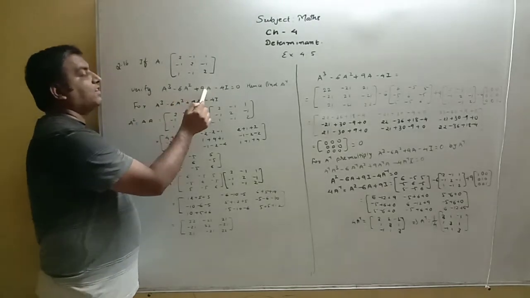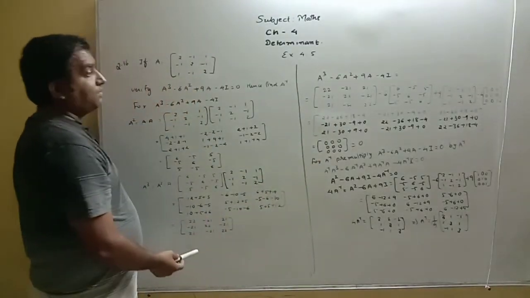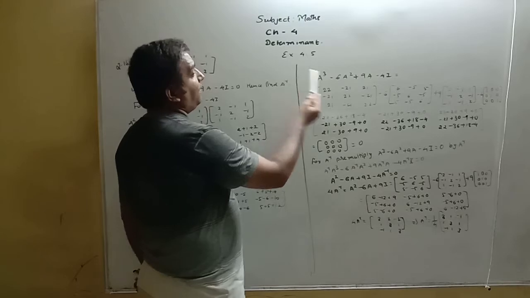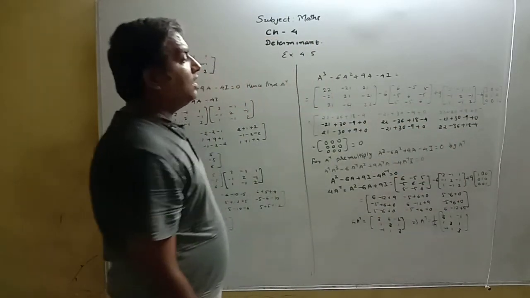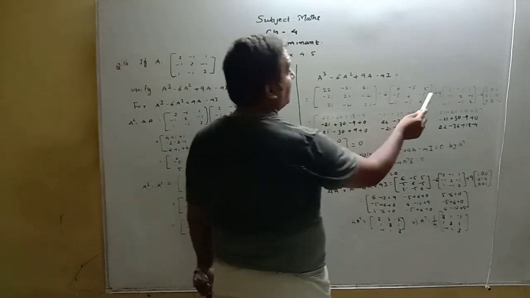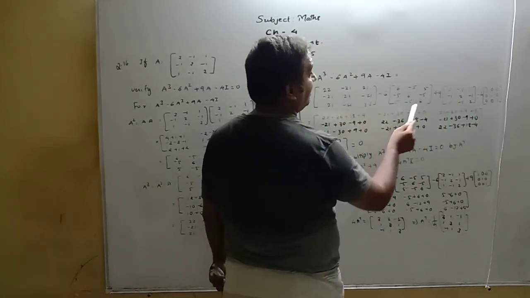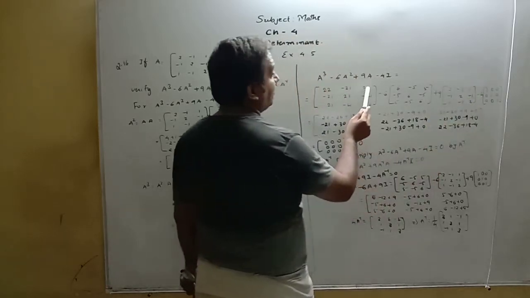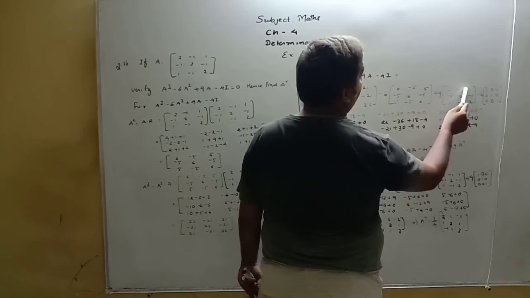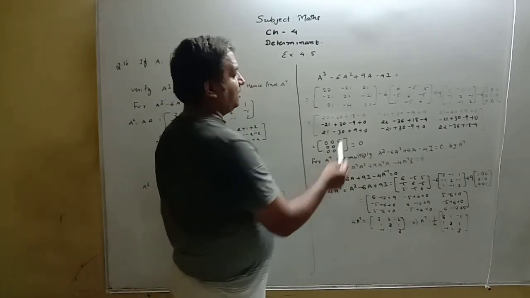In the result A cube minus 6A square plus 9A minus 4I, we substitute A cube with this matrix, minus 6 into A square, the A square answer, plus 9 into A and 4 into I. So substituting all the entries, we check. 22 minus 6 into 6 is minus 36, plus 9 into 2 is 18, minus 4, which is 0. Then minus 21 plus 30 minus 9 plus 0, and 21 minus 30 plus 9 plus 0. So each entry we simplify, and we get 0 everywhere, which means we get the zero matrix.